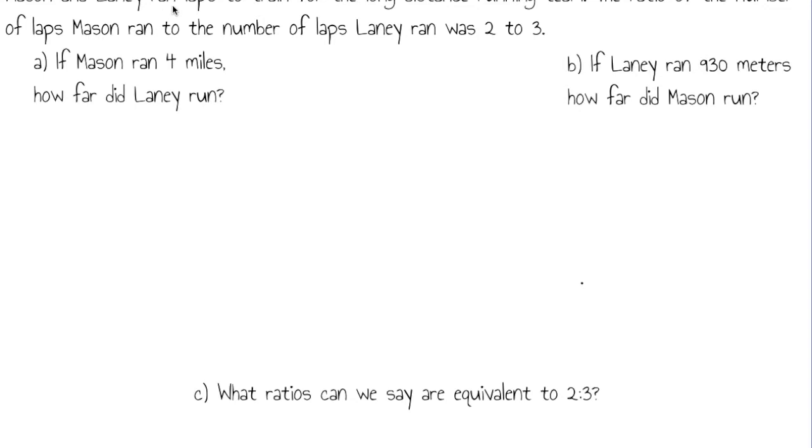So here we have Mason and Laney who ran laps to train for the long distance running team. The ratio of the number of laps Mason ran to the number of laps Laney ran was 2 to 3. It is important to note that the ratio is 2 to 3 and that Laney would be the 3 because she's second, and Mason would be the 2 because he is listed first. So in the problem it tells us Mason to Laney, so 2 goes with Mason and 3 goes with Laney. All right, so the 2 to 3 is important. If Mason ran 4 miles, how far did Laney run?